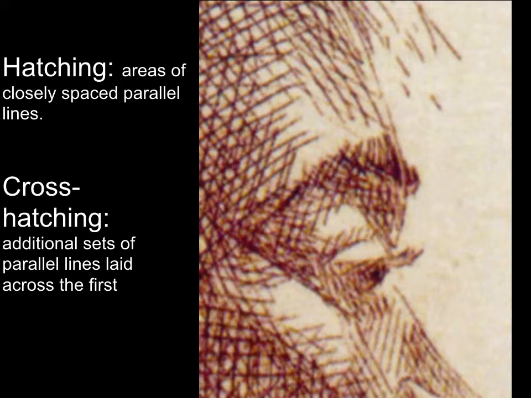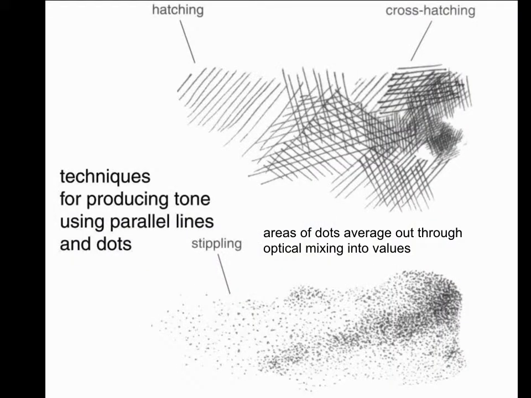Hatching means areas of closely spaced parallel lines, while cross-hatching means additional sets of parallel lines laid across the first. You can see the closer the lines are together, the darker in value it appears. The further apart, the lighter. There's another technique called stippling, in which artists use dots to create value. The closer the dots are together, the darker the value is. The further apart, the lighter.